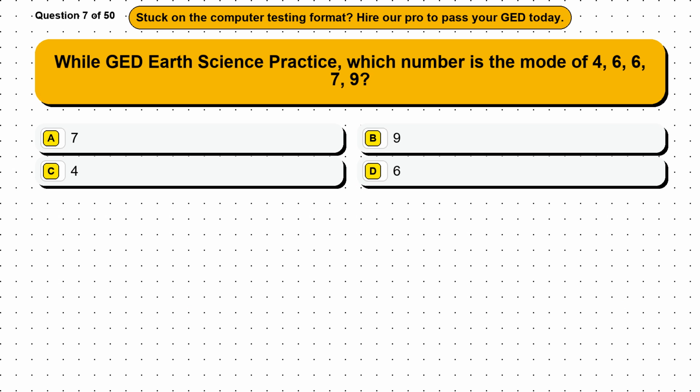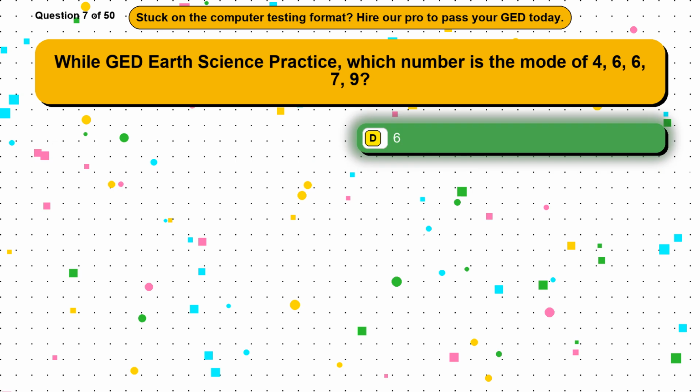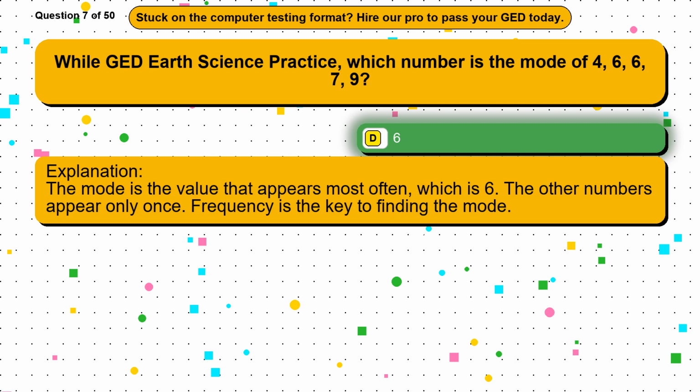Question 7. While GED Earth Science Practice, which number is the mode of 4, 6, 6, 7, 9? Option A, 7. Option B, 9. Option C, 4. Option D, 6. The correct answer is option D. 6. The mode is the value that appears most often, which is 6. The other numbers appear only once. Frequency is the key to finding the mode.